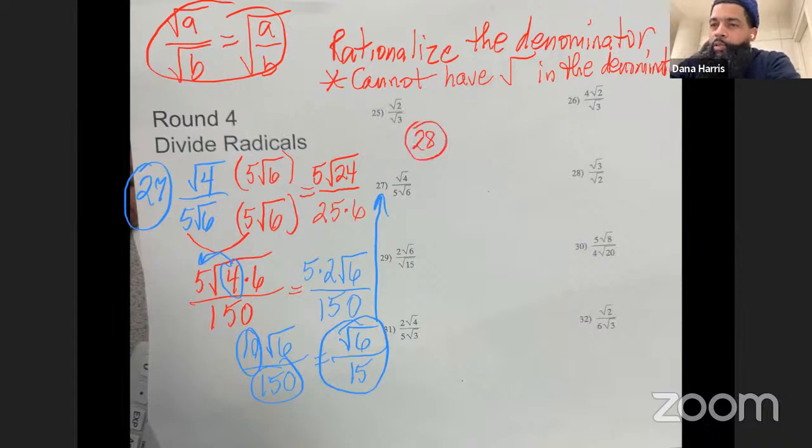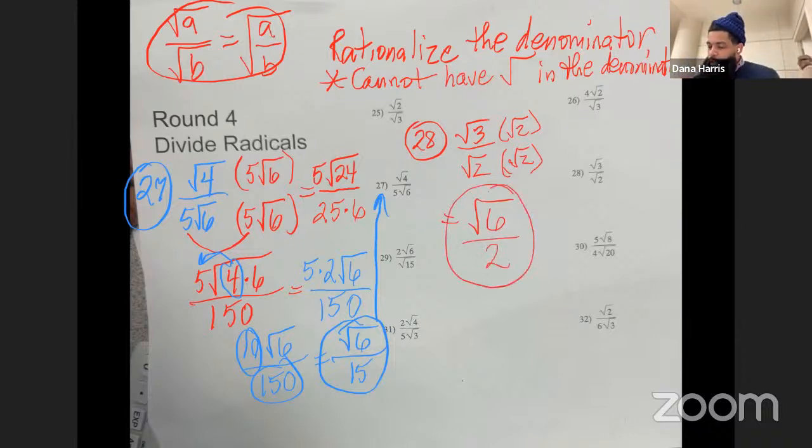Okay, I have the square root of 3 over the square root of 2. This one's rather simple. So I multiply by the square root of 2. And then I get square root of 6 over square root of 2 times square root of 2 is just 2. So that's that. All right.